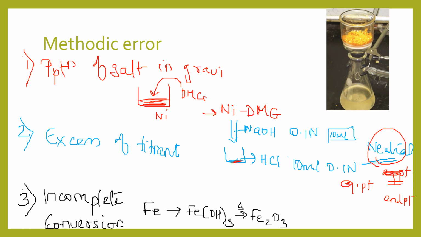You weigh and find out the amount of Fe2O3, and then you back calculate how much would be the amount of Fe(OH)3, and how much would be the amount of Fe. But if this reaction is not complete, then whatever you calculate to get Fe would be wrong, because this reaction is incomplete. So the error would always be there irrespective of how much precaution you take, because this is an error associated with the method. So I hope methodic error is understood.